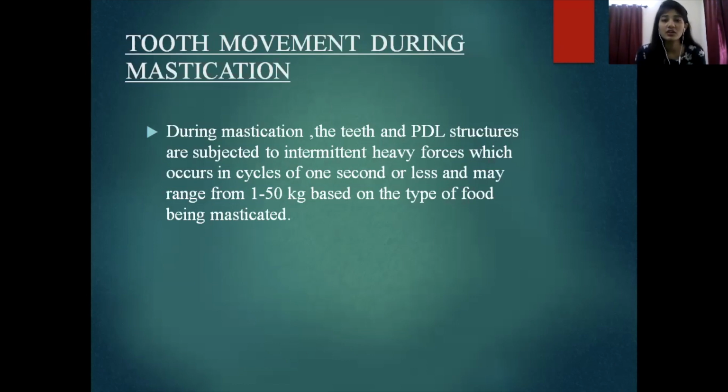During mastication, the teeth and the periodontal structures are subjected to intermittent heavy forces which occur in a cycle of 1 second or less and may range from 1 to 50 kg, based on the type of food that we are chewing. So the masticatory movements happen because the teeth are in function, and the force acting on the tooth is up to 1 to 50 kg.